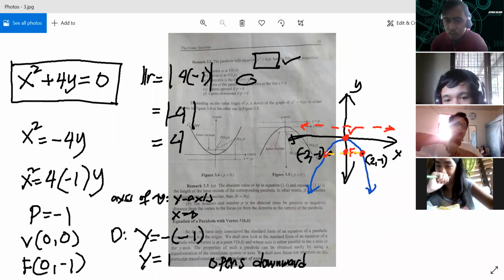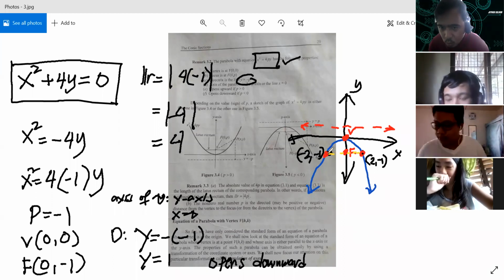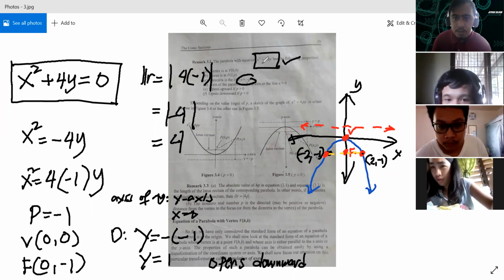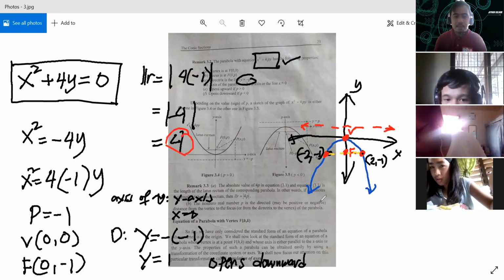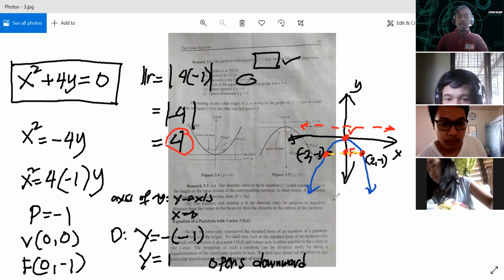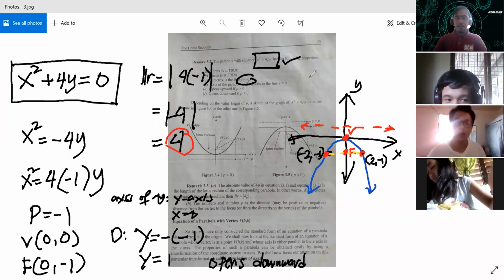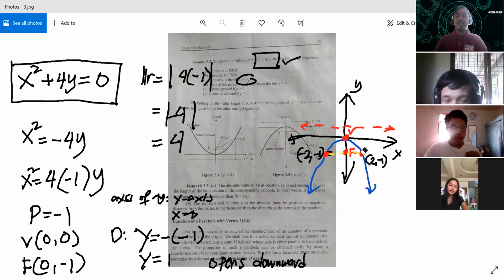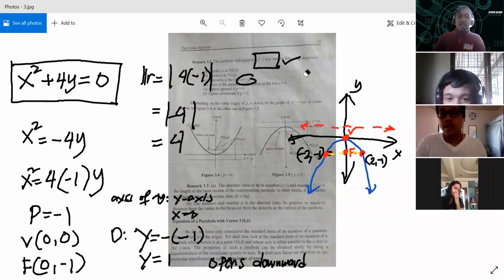And if you want to find the distance between these 2 points, it should be equal to 4. Clear? It should be equal to this. Clear, class? Yes, sir.